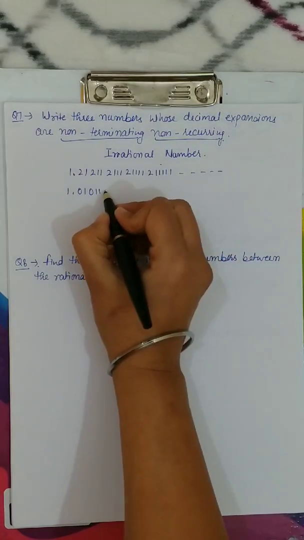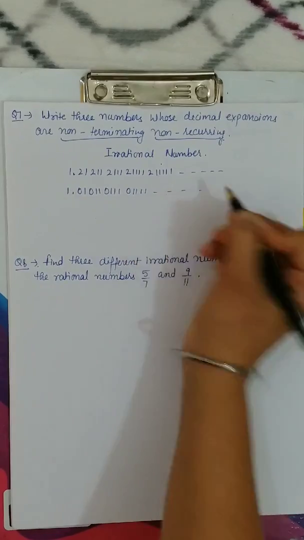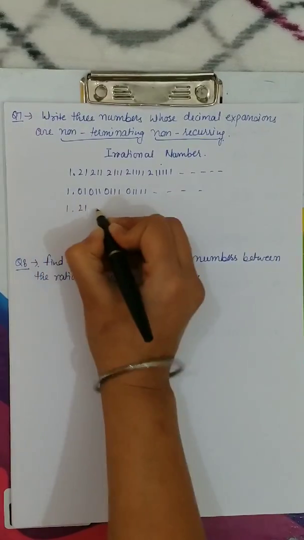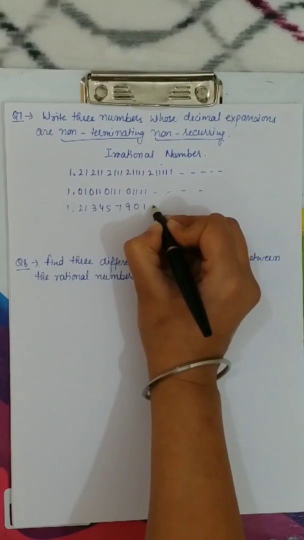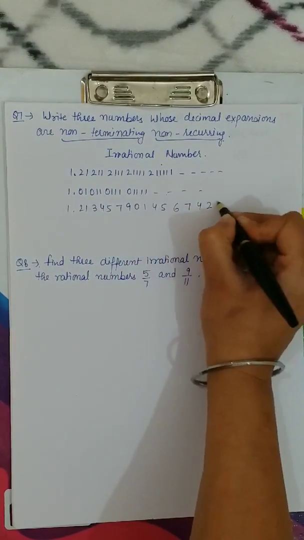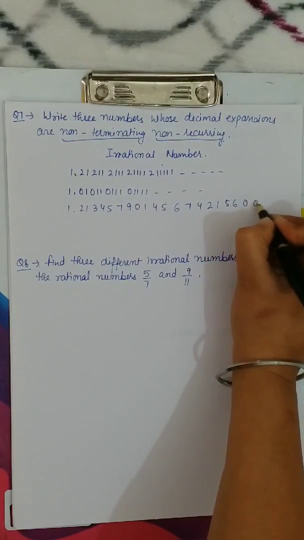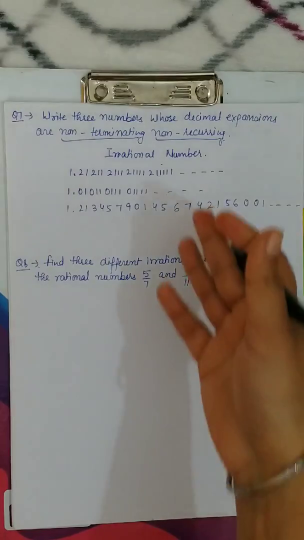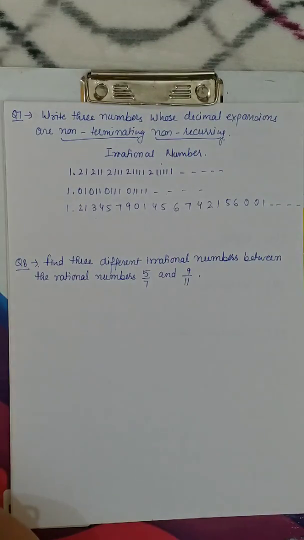You can write it as any number, 1.111, and so on. Or we can write it as 1.21334790156742156001, and so on. They all are irrational numbers because they are non-terminating and non-recurring. Now the question number 8.